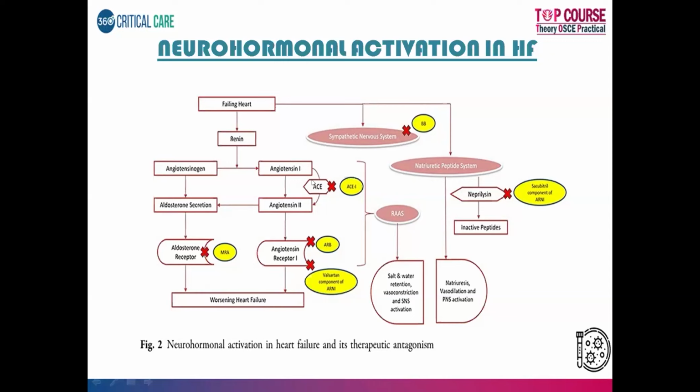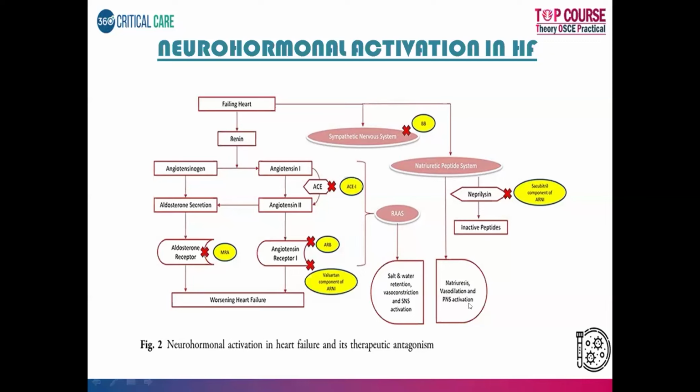The second one is the sympathetic nervous system, where you give the beta blockers. Okay. And the third one is the natriuretic peptide system. The substance which is important here is the neprilysin. Okay, so it basically changes into inactive peptides leading to natriuresis, vasodilation, and PNS activation leading to heart failure.